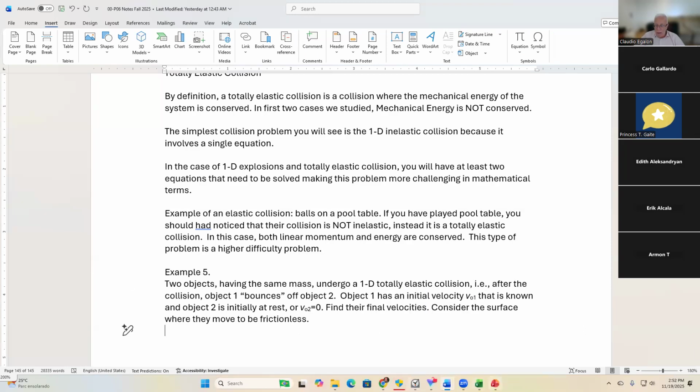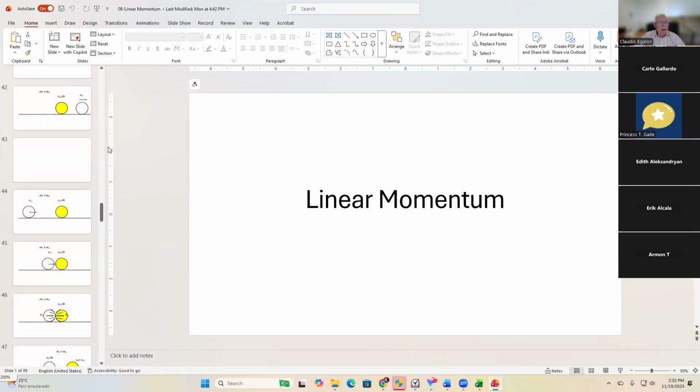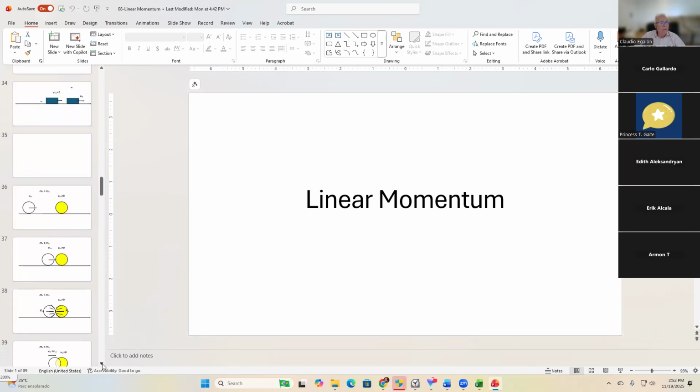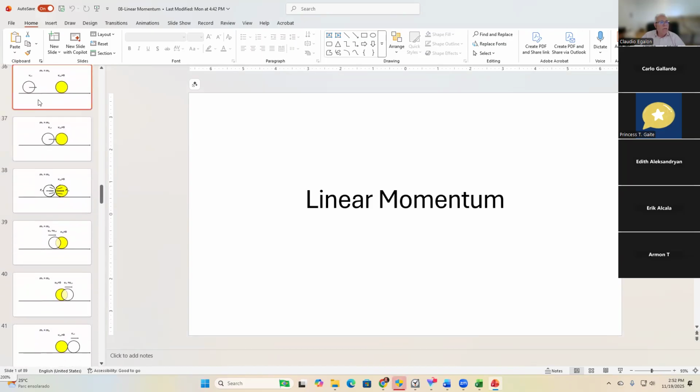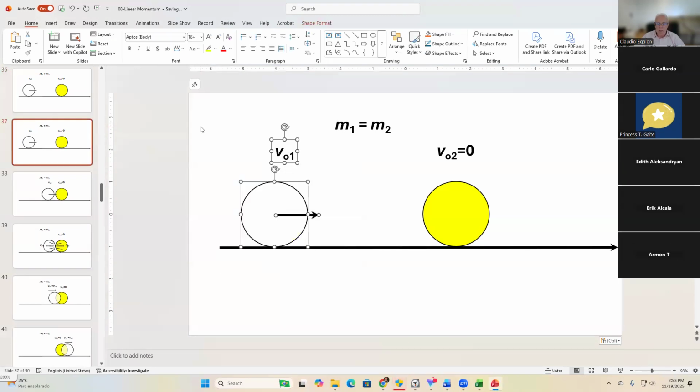I'm going to show you here my movie. I love to play the movie in my classes. Here you go. I'm playing pool. The masses of the objects are the same. Here's one of the balls, here's the other one. The first ball is approaching the second one. Let's put another frame here for this movie.